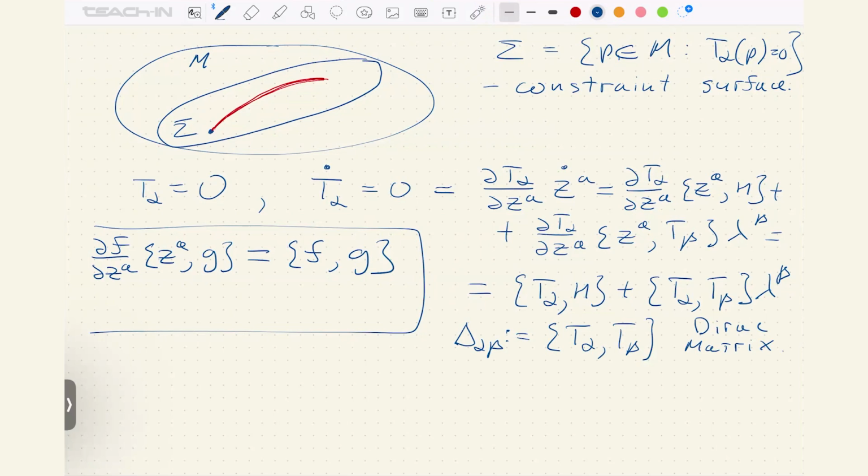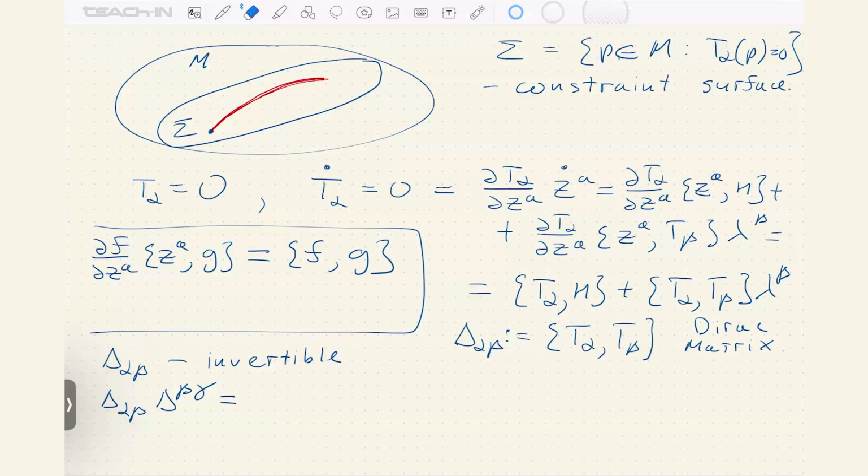And the first important case, not the most interesting, but important, is the special case where Delta_alpha_beta is invertible. And we denote its inverse just by putting indices up. It's economical. Delta^alpha_gamma. Yep. So the inverse is denoted by the same symbol, but with indices up. And this is the Dirac matrix. So if it is invertible, this system is called a second class constraint system.